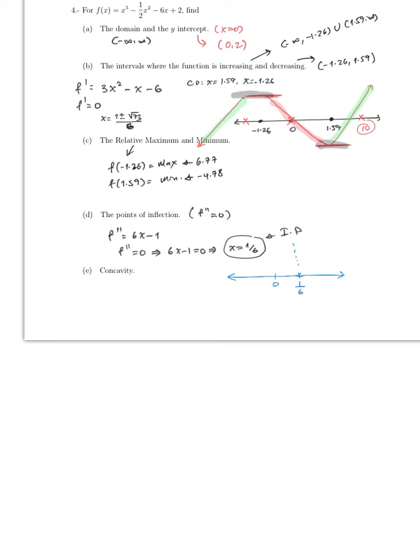We just need to check where this is concave up and concave down. So we plug in any value here, let's say 1. If you pick 1 and you plug it in here, you can see this will be positive. So positive means concave up, which means this. And if you pick 0 and you plug it in here, you can see this will give you a negative value. So that means it's concave down. Therefore, this is concave up from 1/6 to infinity, and concave down from minus infinity to 1/6.